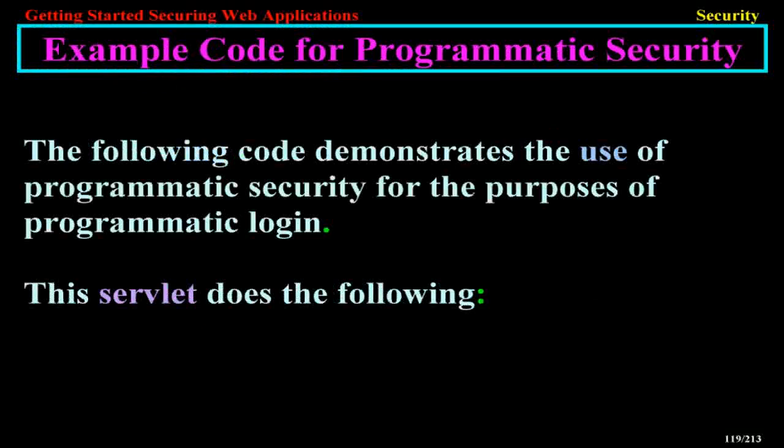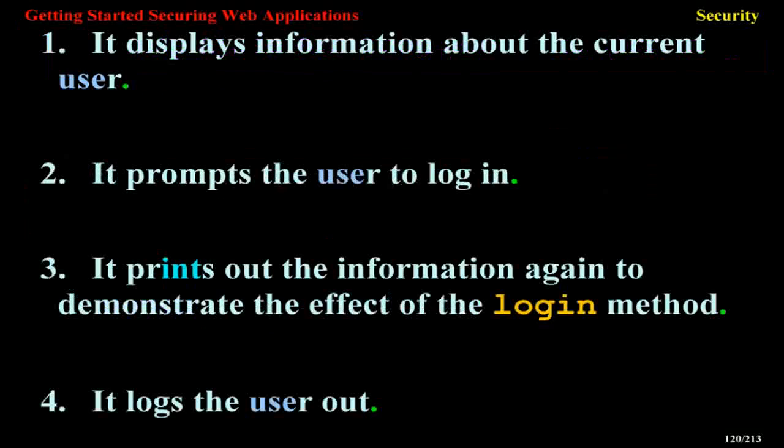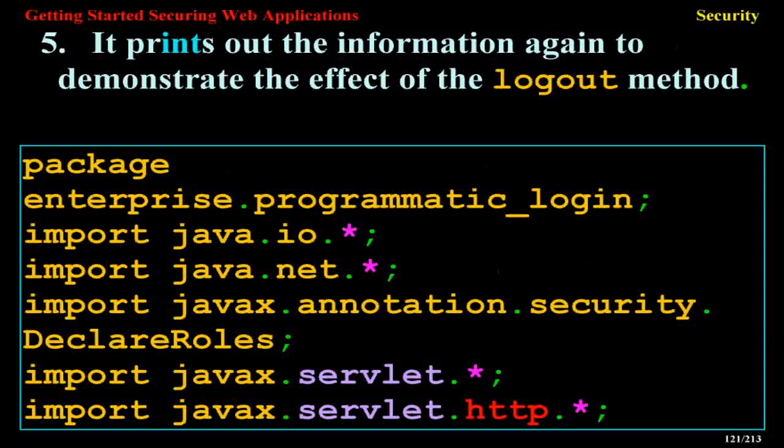Example code for programmatic security. The following code demonstrates the use of programmatic security for the purposes of programmatic login. This servlet does the following. It displays information about the current user. It prompts the user to log in. It prints out the information again to demonstrate the effect of the login method. It logs the user out. It prints out the information again to demonstrate the effect of the logout method.